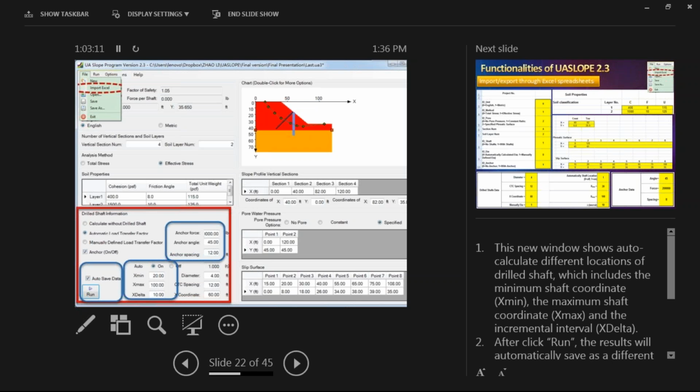If you do choose anchor, then it will allow you to input the anchor force, the angle of the anchor, and the spacing of the anchor.